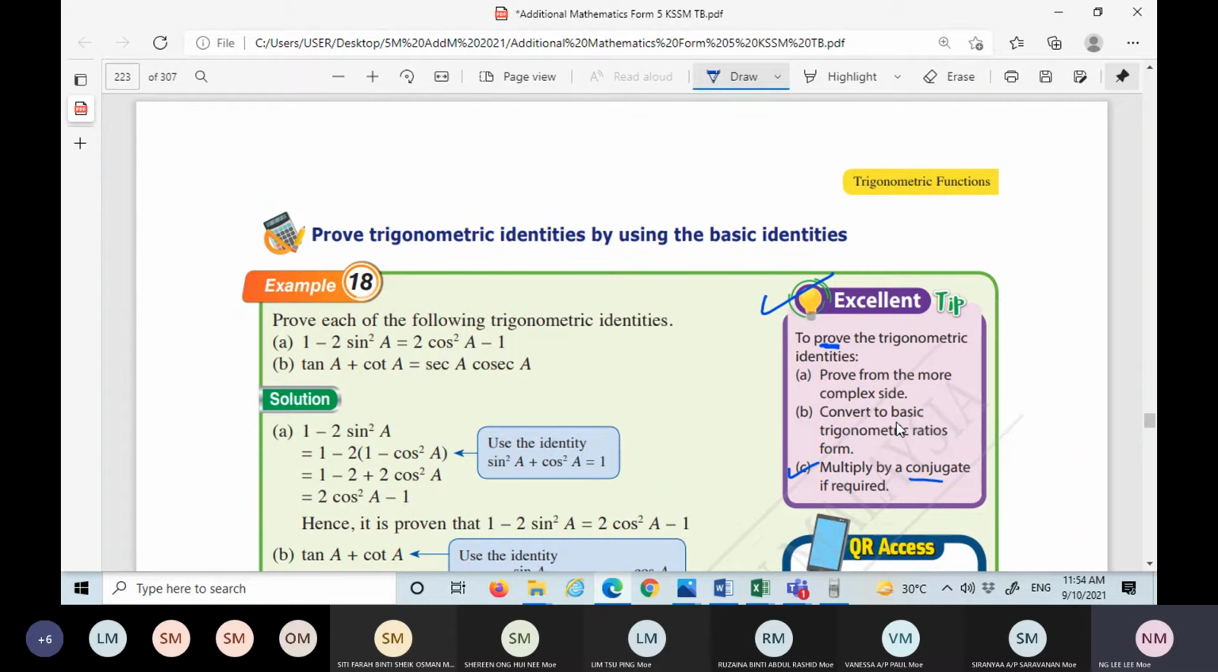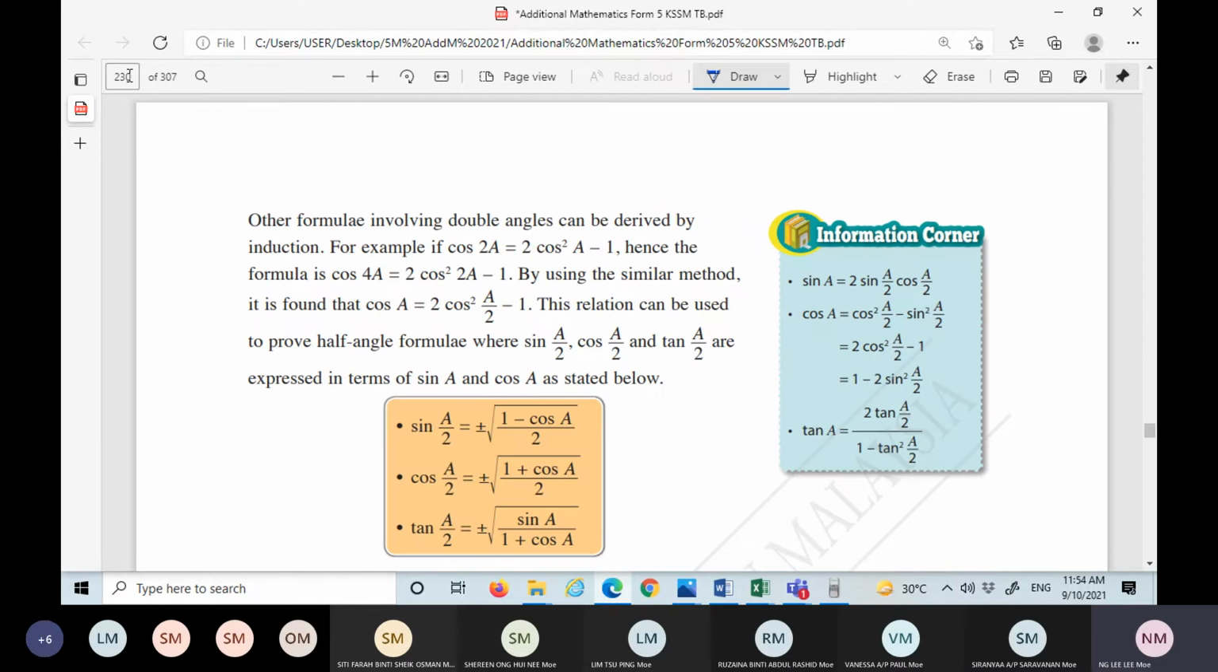Okay, now I come back to continue. This is why they say trigo is so difficult, when you involve a lot of formulas: basic identity, addition formula, double angle formula, and after that you have the half angle formula. Very burning.